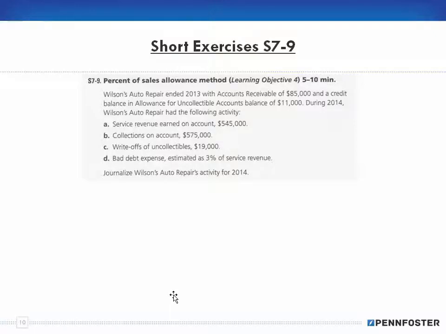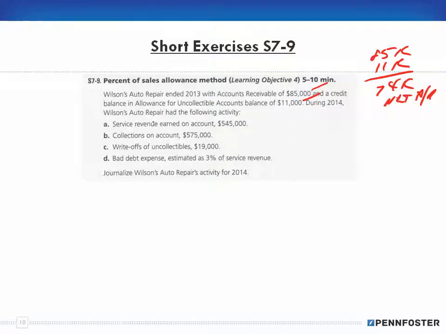Let's see here. Wilson Auto's Repair ended 2013 with accounts receivable of 85,000 and a credit balance in allowance for doubtful accounts of 11,000. So you know those two numbers. If I have 85 and I have 11,000 as my uncollectibles, that means I have 74,000 as my net accounts receivable, right? Which is what we did in the last exercise, right? But these are the things that kind of run through my head, all right, as I read through problems.